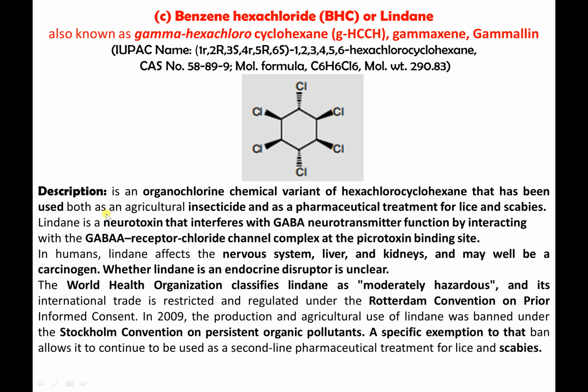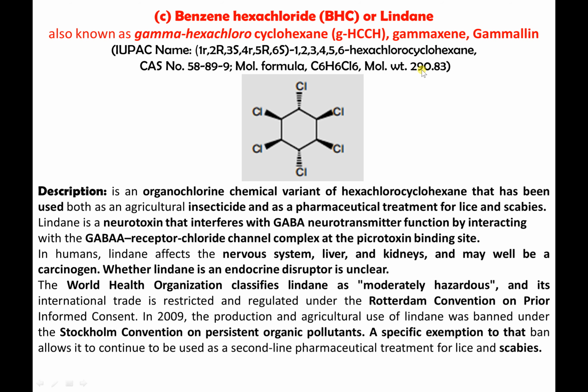Next is benzene hexachloride, the abbreviation of which is BHC, also commonly known as lindane or gammexane. It is also known as gamma hexachlorocyclohexane. And the IUPAC name is 1R,2R,3S,4R,5R,6S-1,2,3,4,5,6-hexachlorocyclohexane. This is a stereoisomer which is active. It has a CAS number of 58-89-9 and a molecular formula C6H6Cl6.